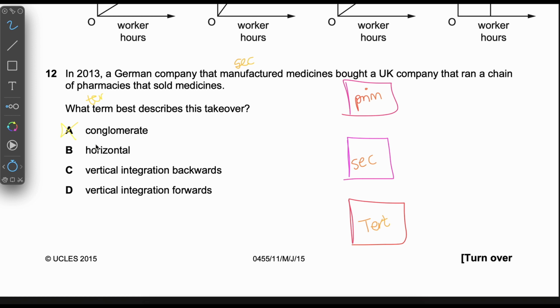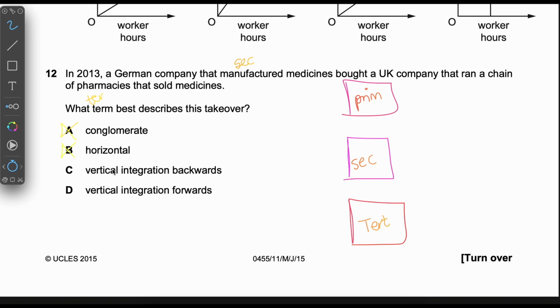A horizontal merger is one in which two companies in the same industry and the same sector are merging together, okay? We've just shown that we have a secondary sector company and a tertiary sector company that are merging together, so it cannot be horizontal because they're in different sectors. Vertical integration, so it must be one of these, vertical integration. Okay, so vertical integration, same industry, different sectors.